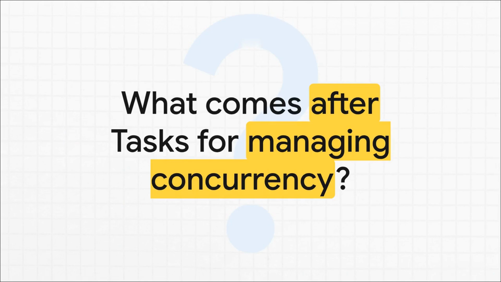The jump from Thread to Task was a massive step forward. It made something incredibly complex so much more manageable. But technology never stands still, right? As our apps get even more distributed and more complex, you have to wonder, what comes after Task? What's the next big idea that's going to revolutionize how we write concurrent code?